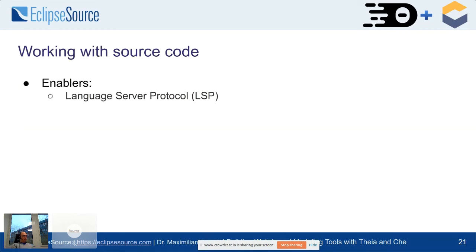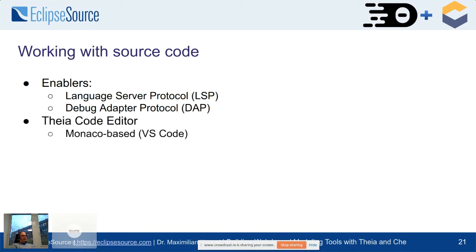So the enablers for that are the language server protocol. Otherwise, it would be quite difficult to create such an editor. The second enabler is the debug adapter protocol. That was responsible for the communication with the JVM about where is a breakpoint, I would like to step over, and things like that. And the Theia code editor, since it's Monaco based, so it's based on the VS Code editor, it just supports the language server protocol out of the box.